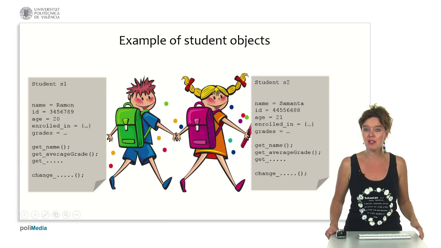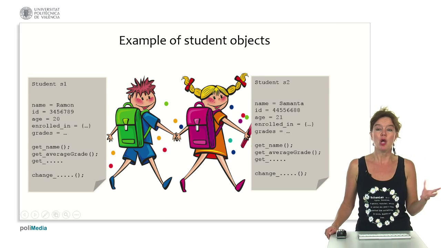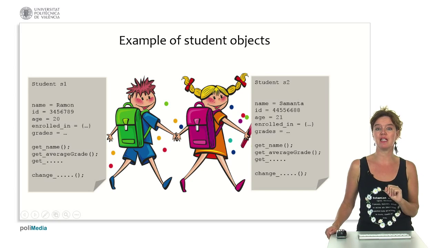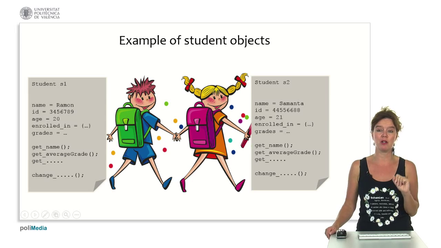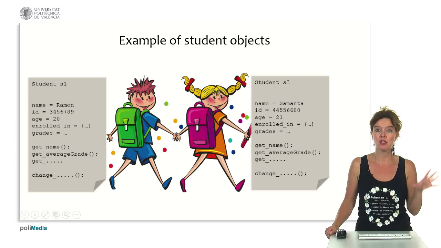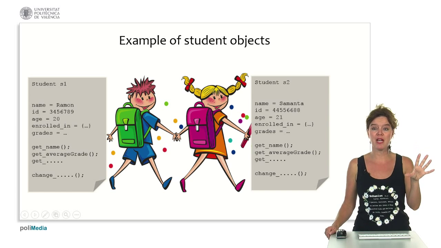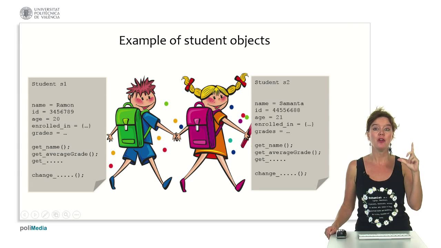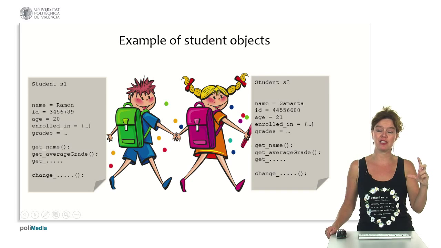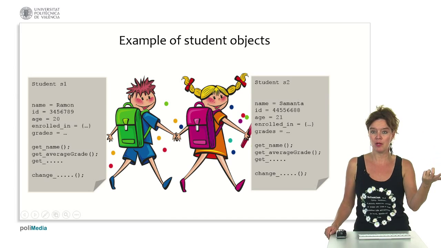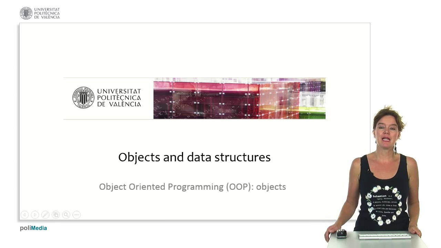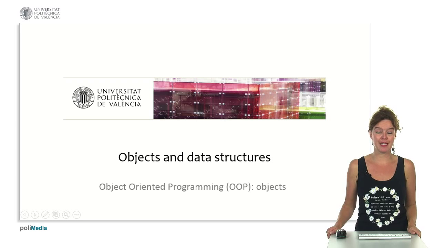On the other hand, we see another student which has the same behavior but is in a different state. Because the name is Samantha, she has another student identification number, her age is 21, and she's probably enrolled in some other subjects and she's got other grades. But you get the point: an object has a unique identification, variables or attributes that describe the state of an object, and some methods that you can use to get some information or behavior on the object. In the next section, we'll look a little bit more closely at objects and also classes.